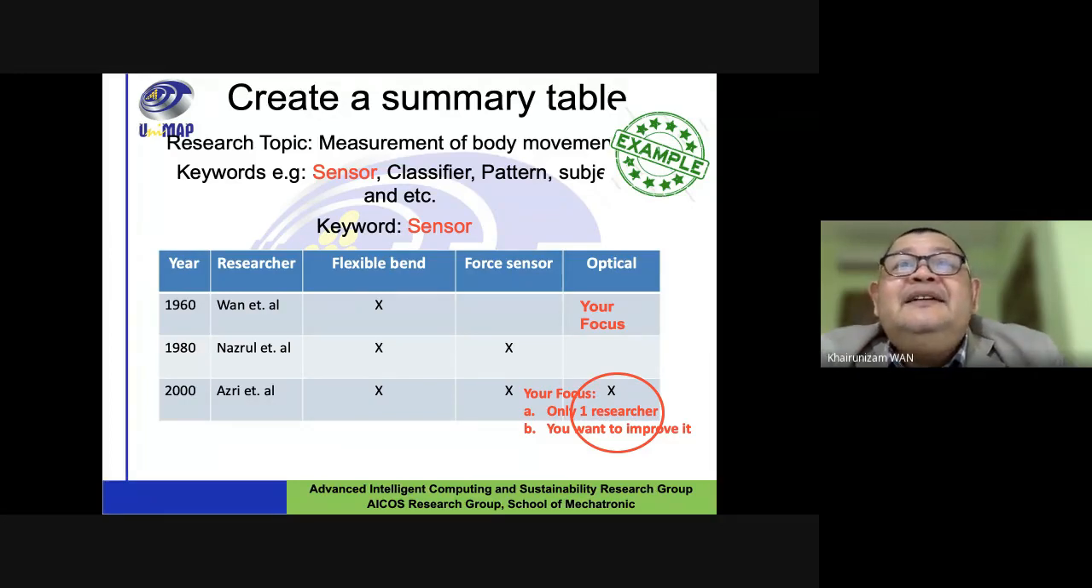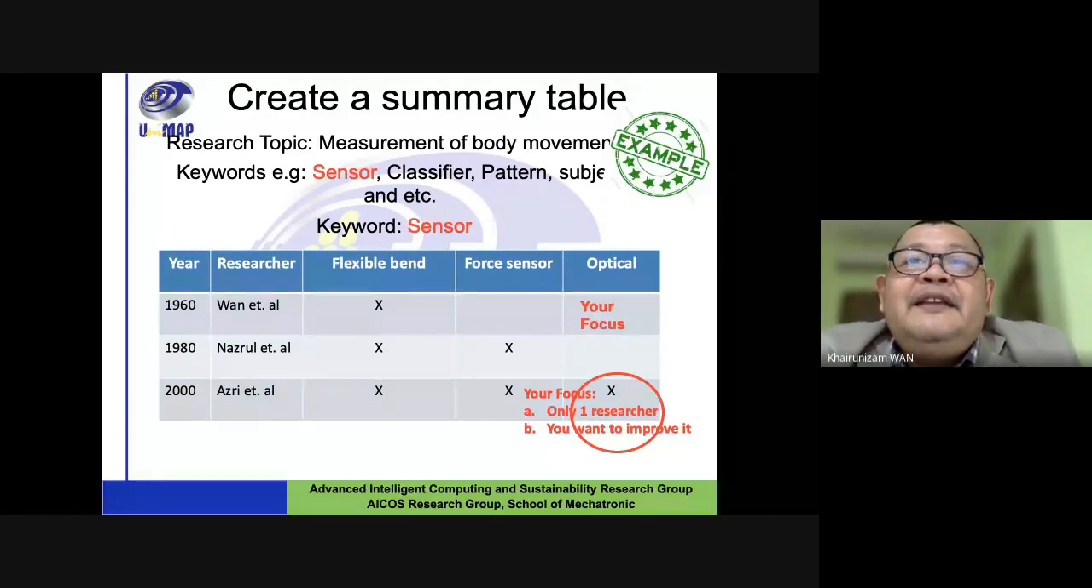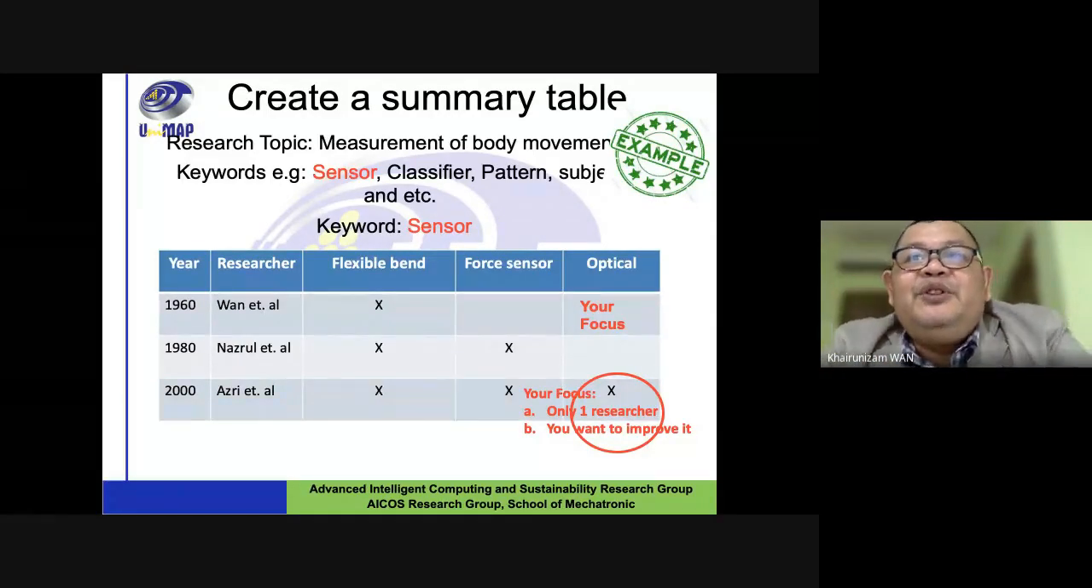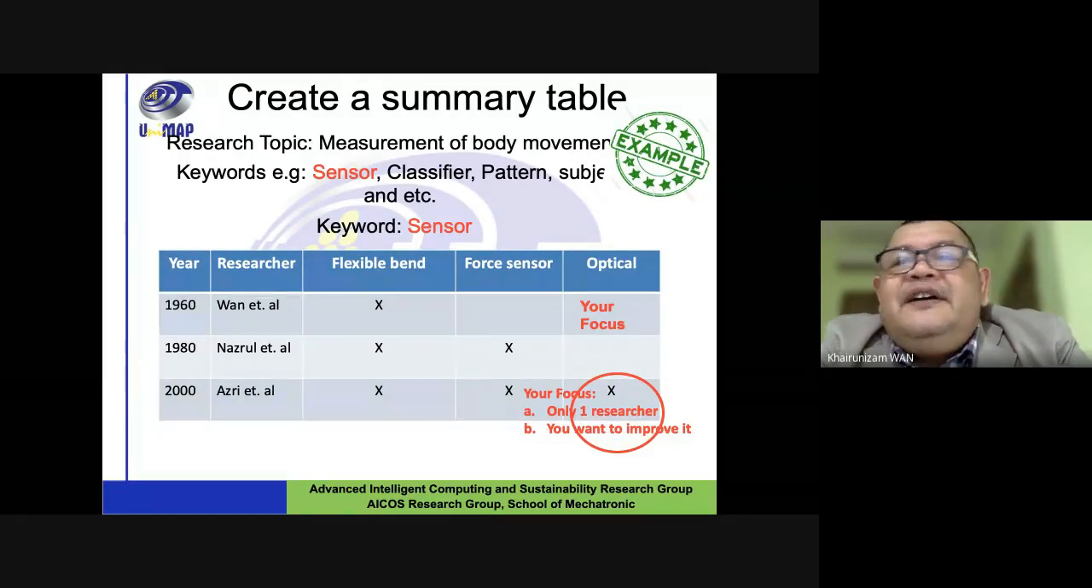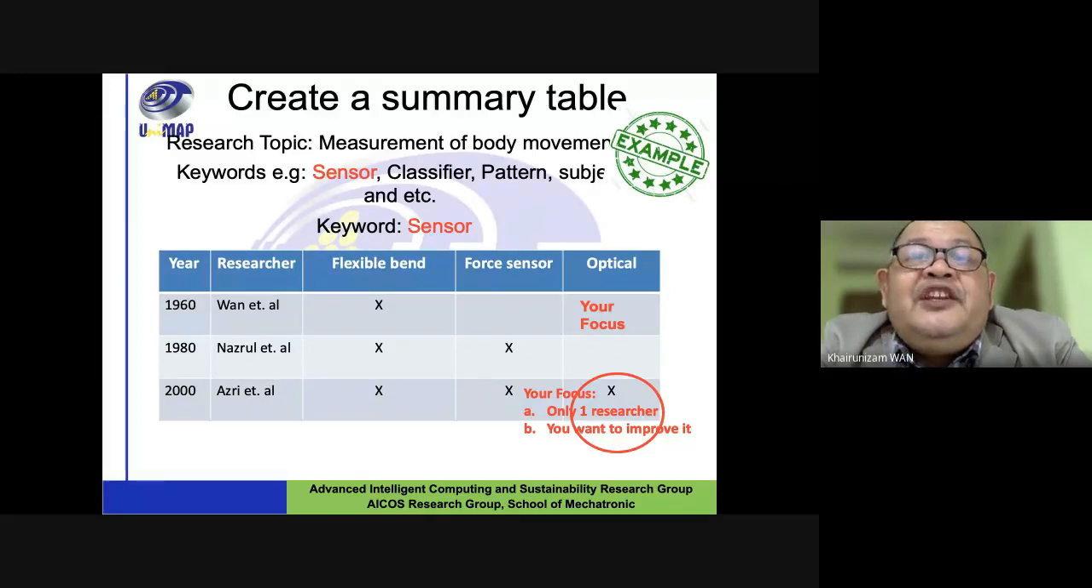And then patterns, probably the pattern here is the signal pattern. The signal pattern, and then the subjects, how many subjects you want to use in the investigation. So these are the keywords, and the research topic is measurement of body movement. I take one example. The keyword that you want to use is sensor. So you want to identify what kind of sensor you want to use in the investigation. Okay?